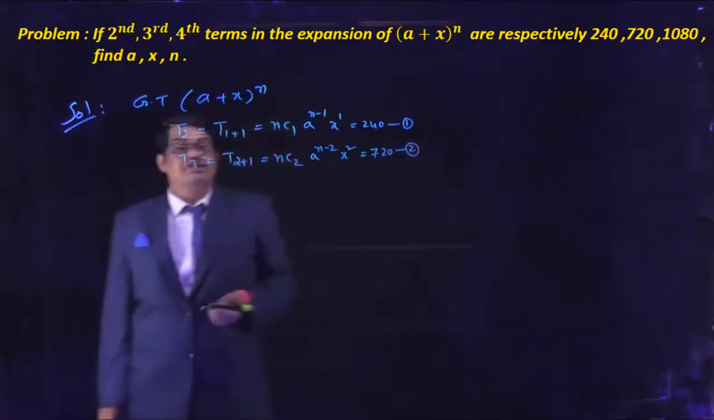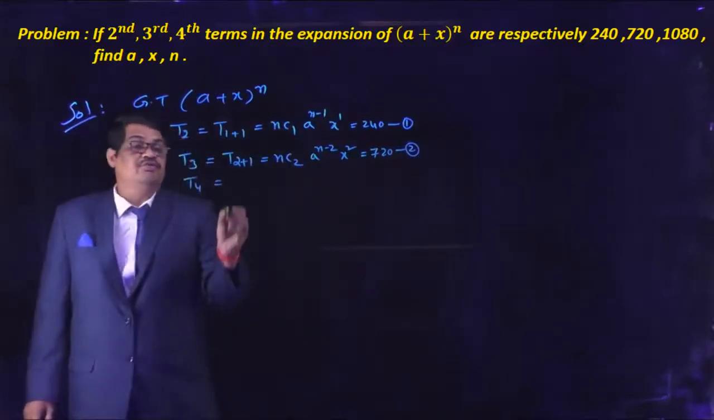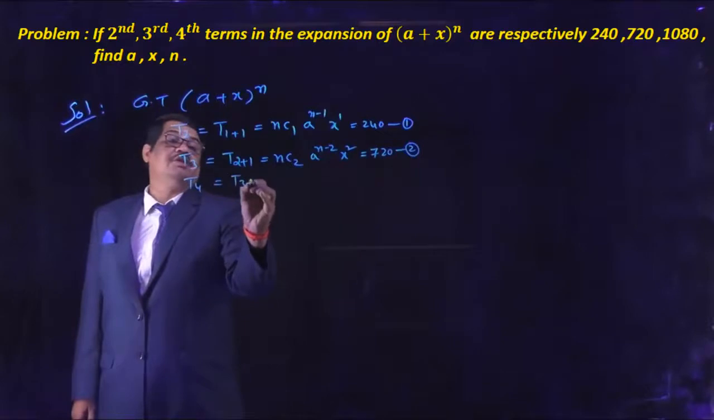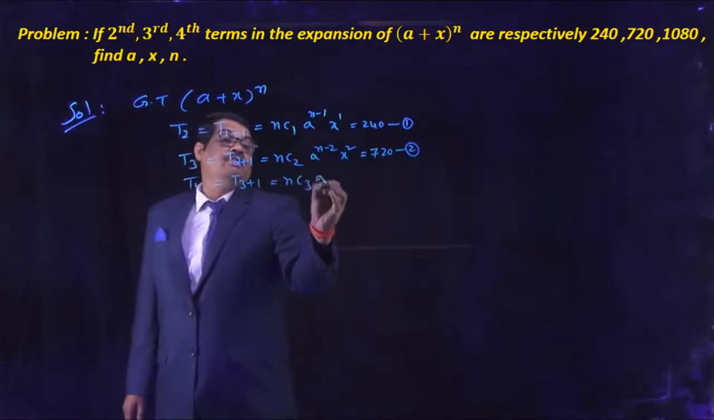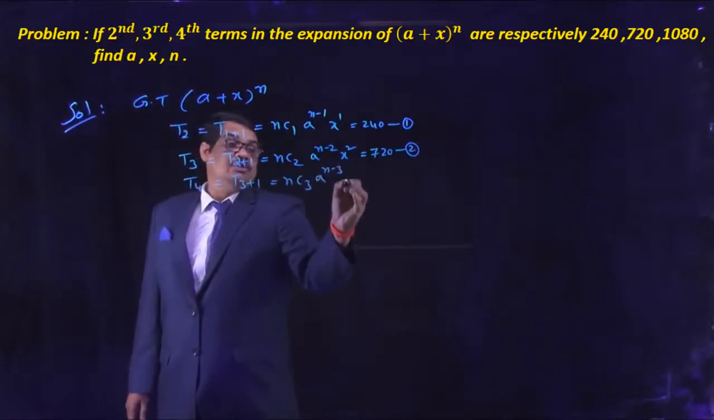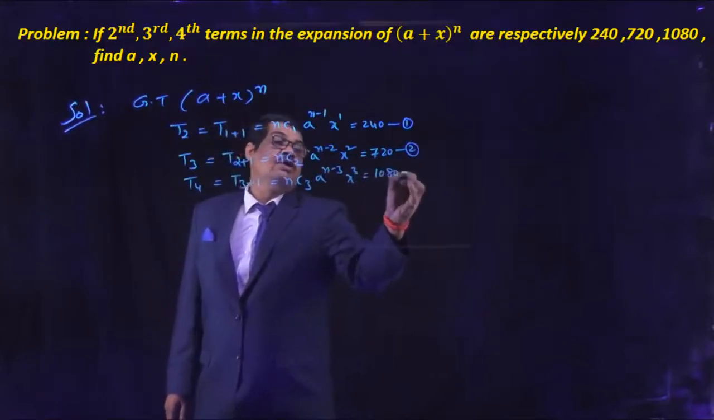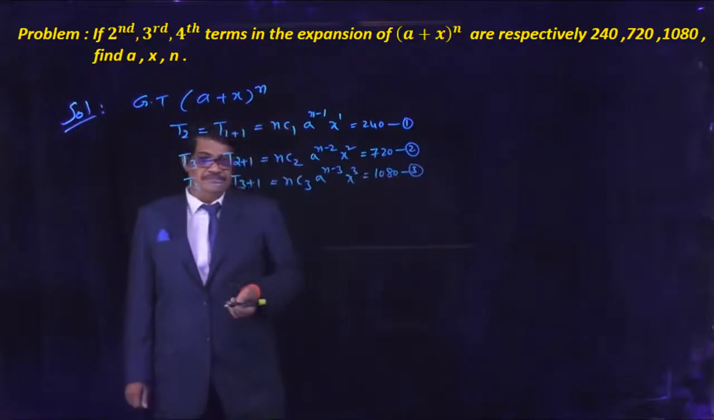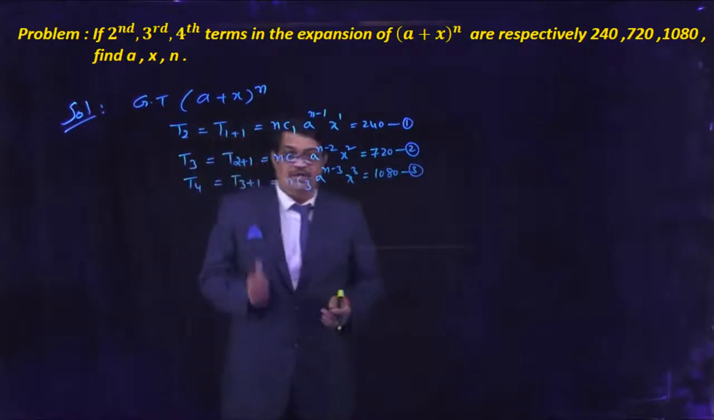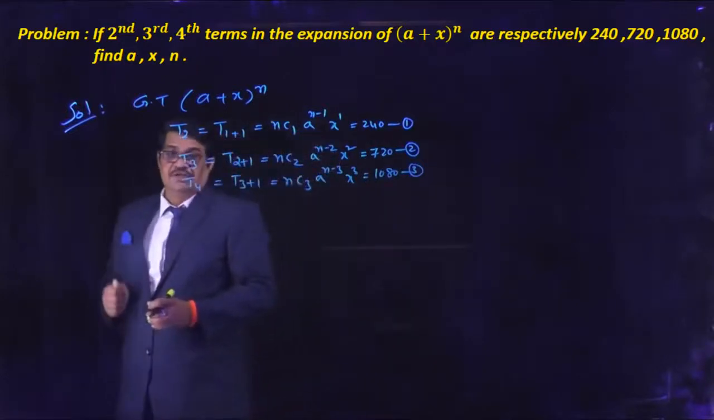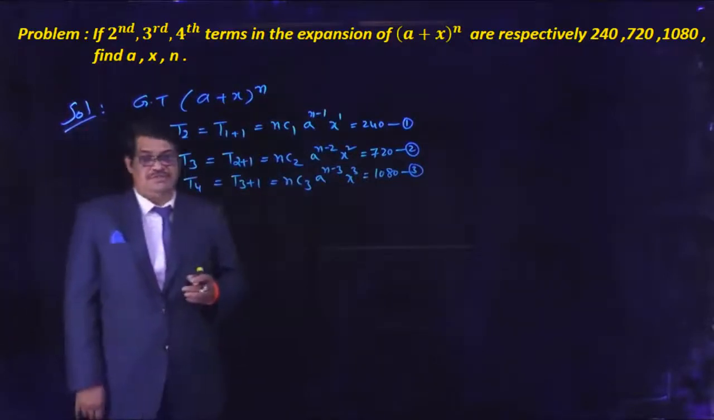That is equation 2. And the fourth term is t4, which can be written as t(3+1). Here r is 3: nC3 into a^(n−3) into x^3. That value is 1080, the same as equation 3. These are given. We have to find the a value, x value and n value using these relations.